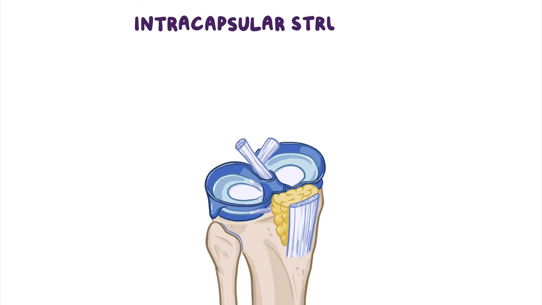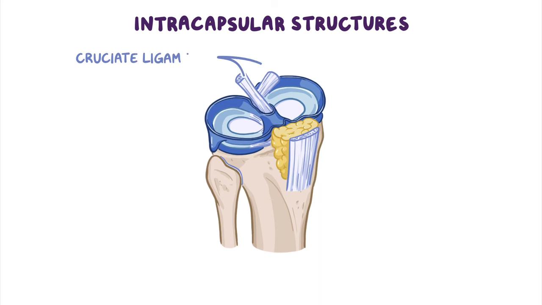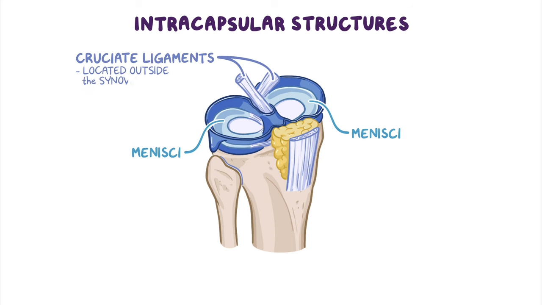The knee joint is also strengthened by the intracapsular structures, which include the cruciate ligaments and menisci. The two cruciate ligaments are located within the fibrous joint capsule, so they are intracapsular, but lie outside of the synovial-lined articular cavity, as we said before, so are considered extra-articular.